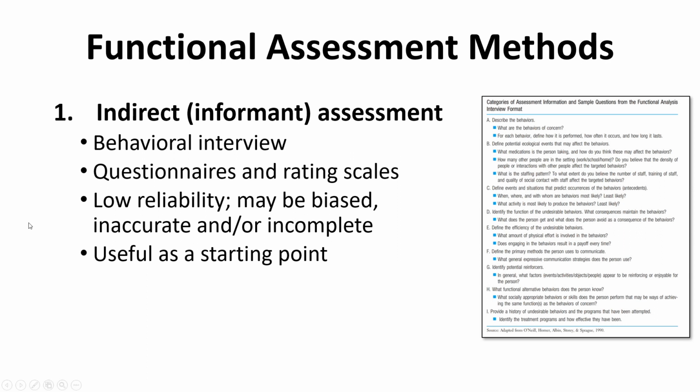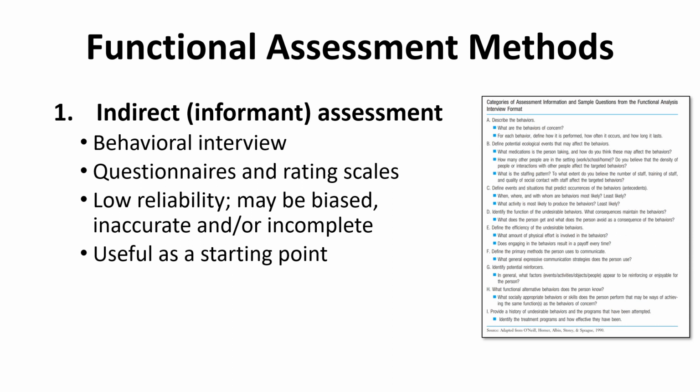So these indirect assessments are sometimes called informant assessments, and they generally involve things like behavioral interviews, questionnaires and rating scales, some kind of way of asking people for information. Now they're called informant assessments because you're usually getting information from either the individual who's exhibiting those behaviors or people who know that person well, those people being informants.